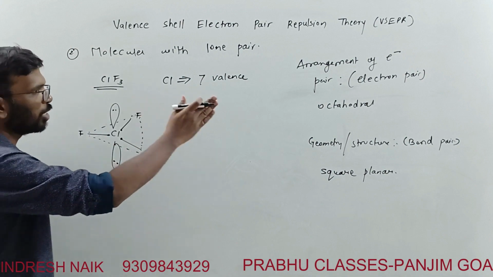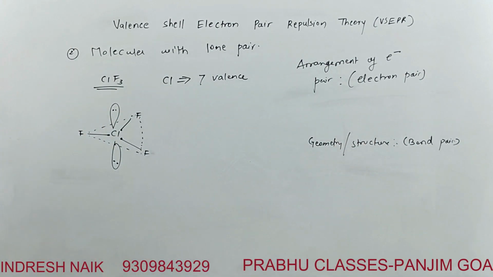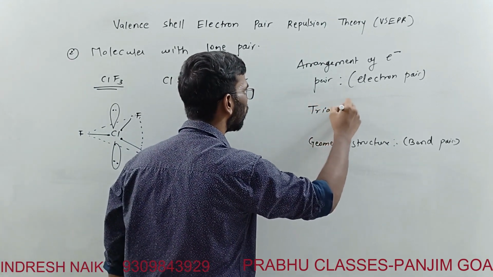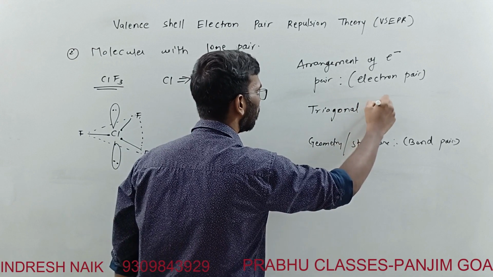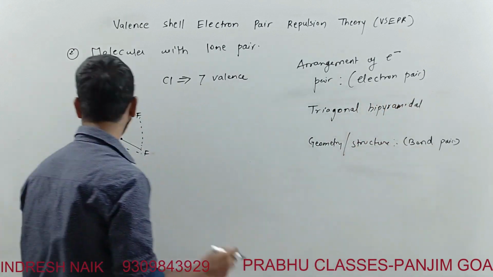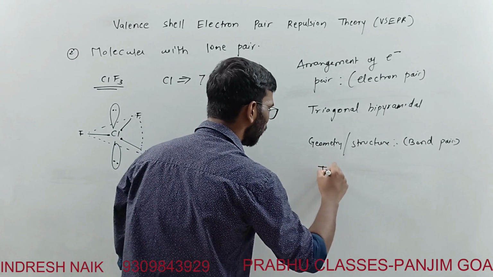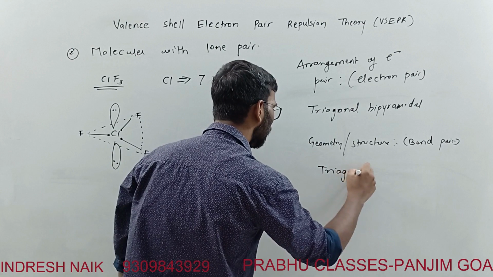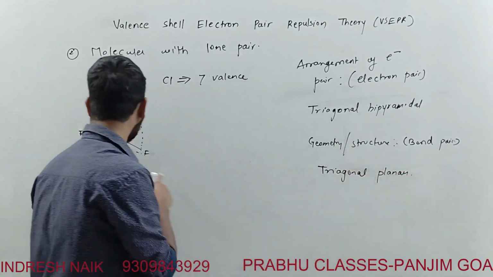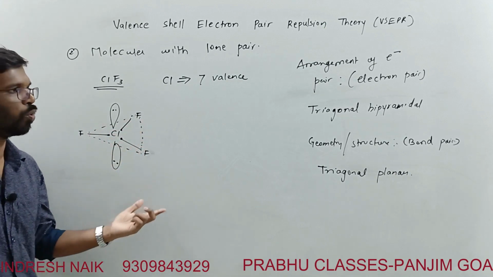So the arrangement of the electron pairs for this is trigonal bipyramidal. And what is the geometry or the shape? It is trigonal planar. That means we say actual bonds, right? We don't consider the lone pairs in this case.